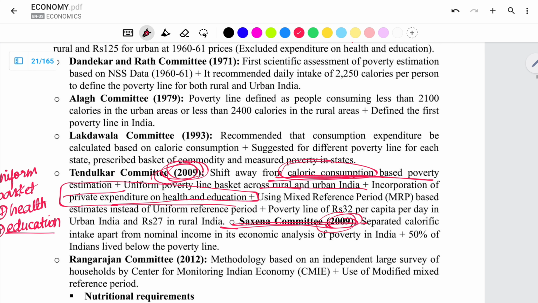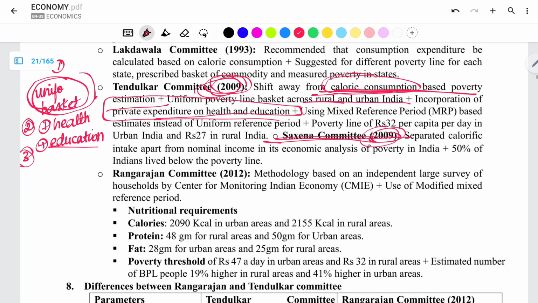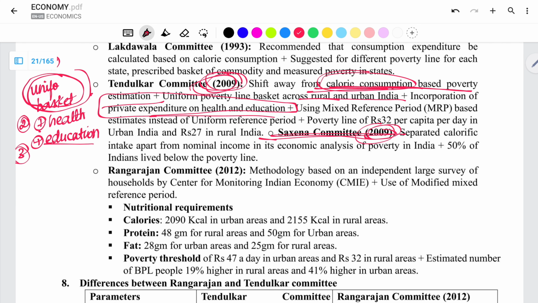Previously, everybody was speaking about the calories. But he is speaking, yeah, uniform basket is somehow related to calories, plus health, plus education. So he is including three items. Therefore, the weightage of the calories, which was 100, has been given 33% of weightage, right? Uniform basket, and then we'll be having the health, and then we have the education.